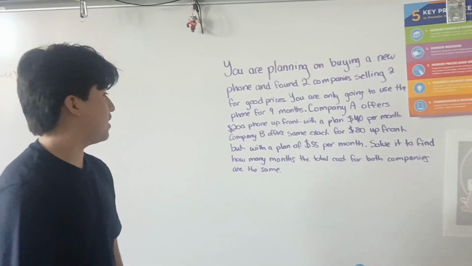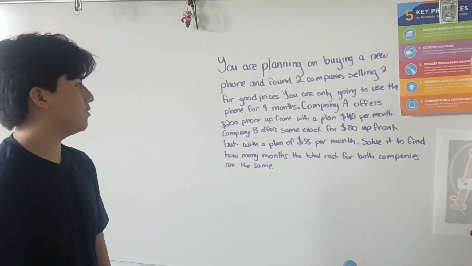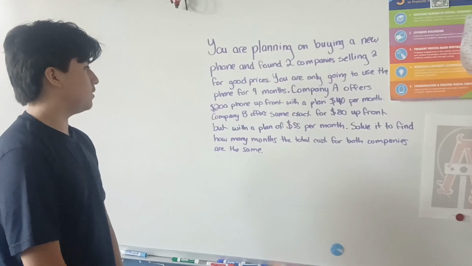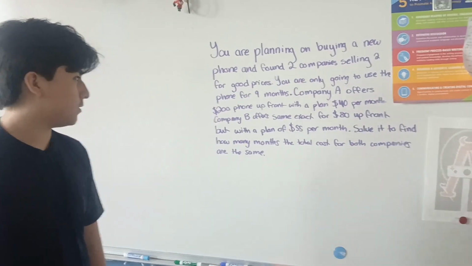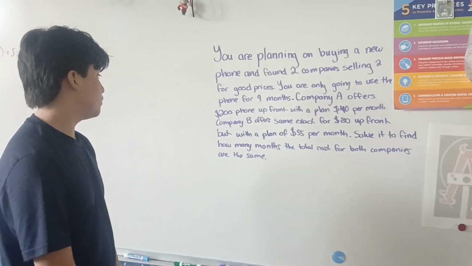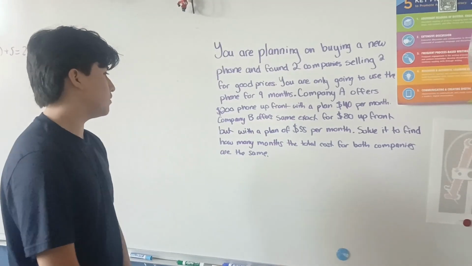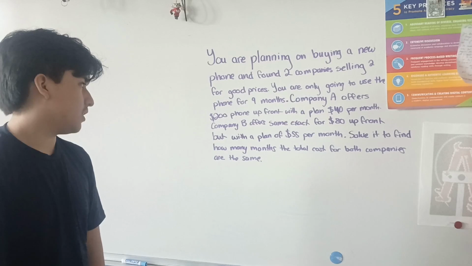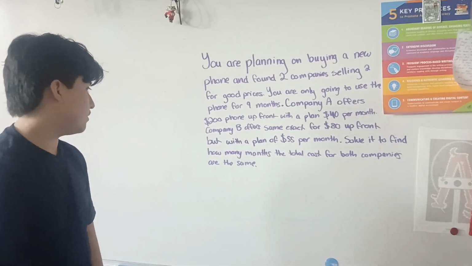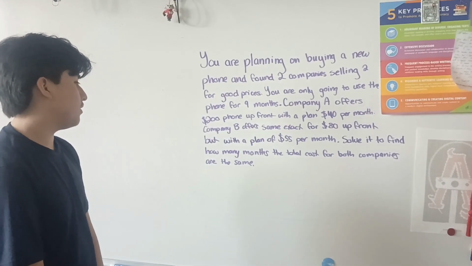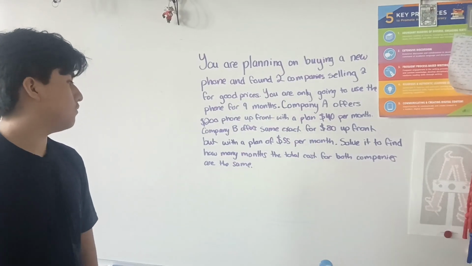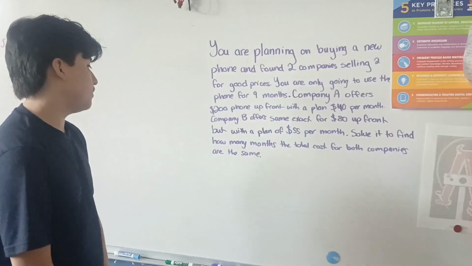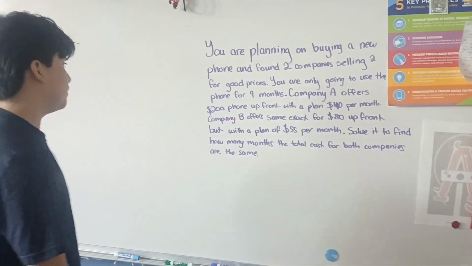You are planning on buying a new phone and found two companies selling for good prices. You are only going to use the phone for 9 months. Company A offers a $200 phone upfront with a plan of $40 per month. Company B offers the same phone for $80 upfront, but with a plan of $55 per month. Solve it to find how many months until the total costs for both companies are the same.